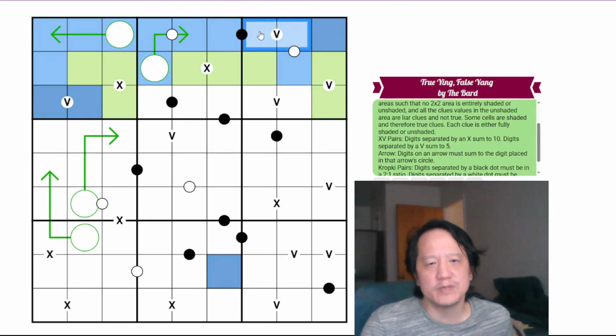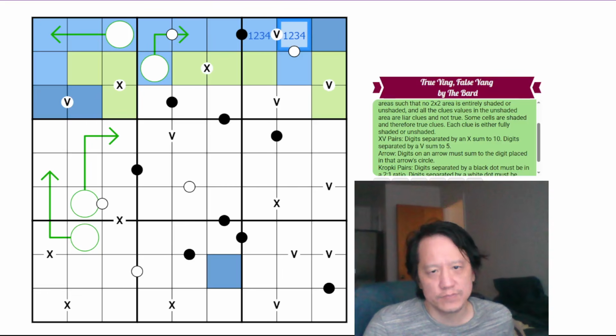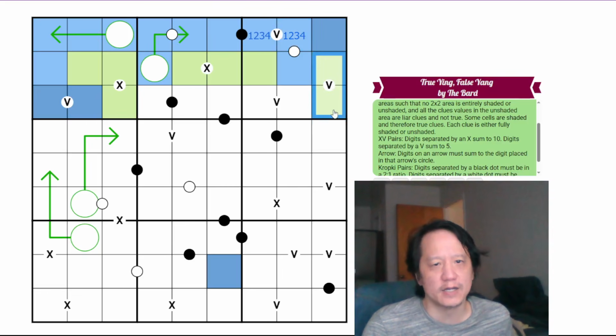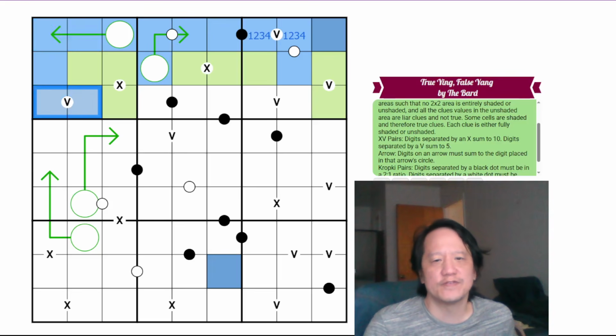So these must add up to 5 guaranteed. So we have 1 and 4 or 2 and 3 there. These cannot add up to 5, but that's not very helpful. These add up to 5, so that's 1, 4, 2, 3 there.